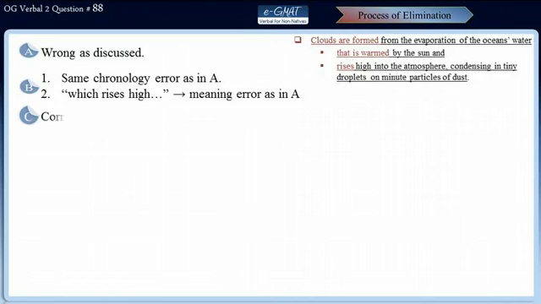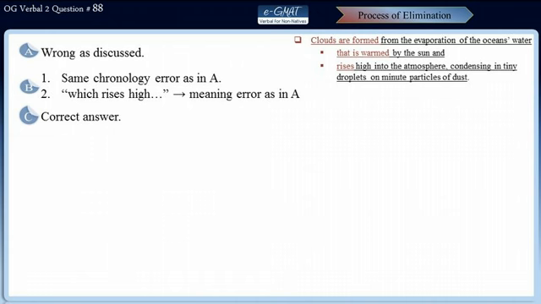Well, choice C is the correct answer because now here each and every step is written in the chronological order. They are written absolutely clearly. And this answer choice communicates the logical intended meaning in the most effective manner. So choice C is the correct answer.